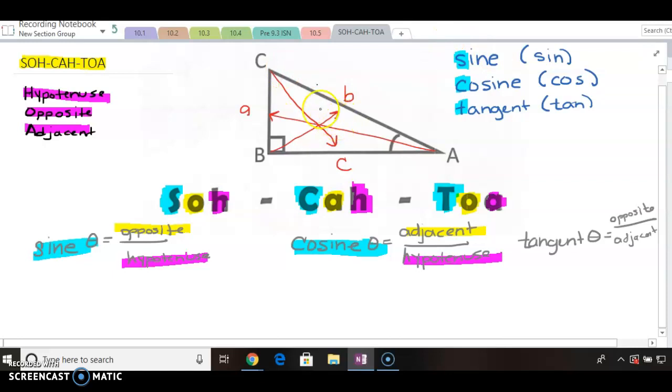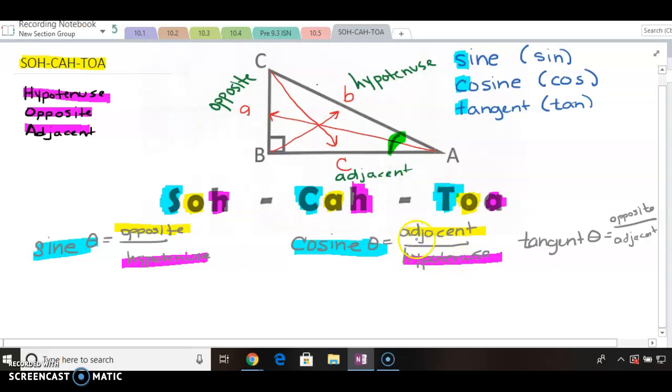Notice here, because I have this arc right here, this is my reference angle. Because this is my reference angle, this side over here is opposite of my reference angle, so this is going to be my opposite. Of course, opposite of 90 degrees, that's always my hypotenuse, which means C is my adjacent.